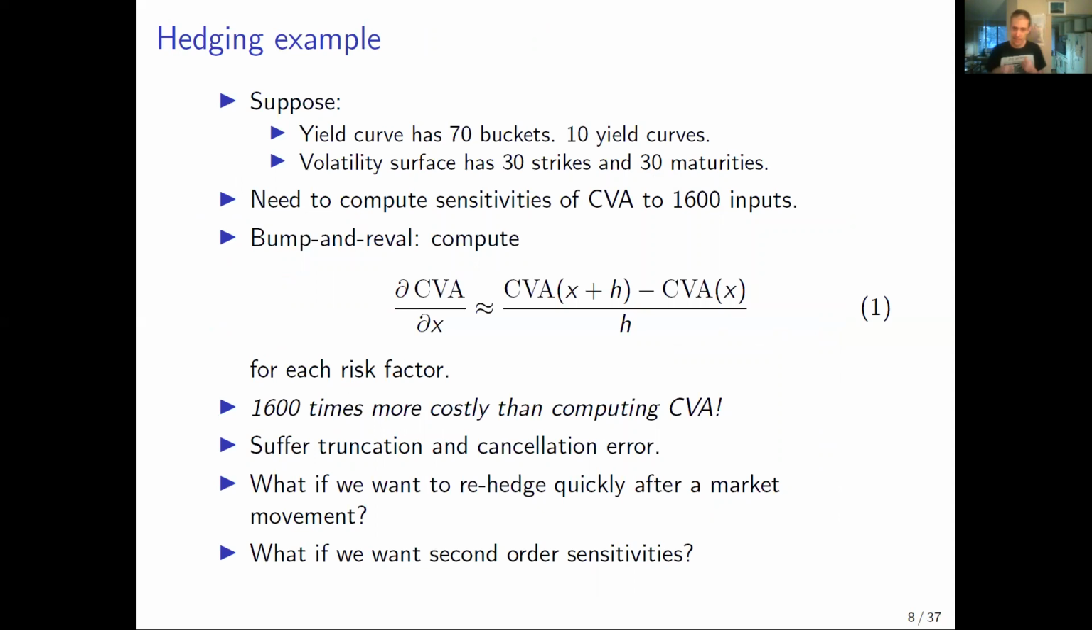Okay, let's look at an example of this. Suppose, just to make up some random numbers, that we have a yield curve represented by 70 different points, so we've discretized our yield curve into 70 points. And maybe we have 10 of these yield curves, because we have a few for different currencies, and maybe we have multiple yield curves even within a single currency to correspond to different interest rates relevant to that currency. And maybe you also have a volatility surface with 30 strikes and 30 maturities describing some option prices of interest to our portfolio.